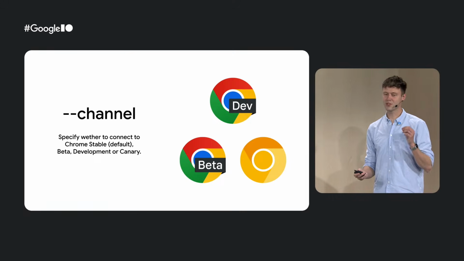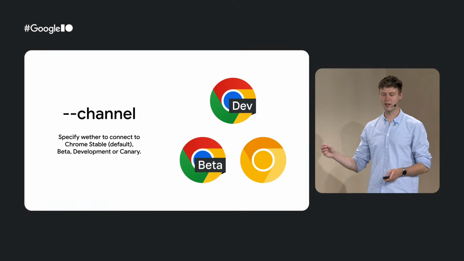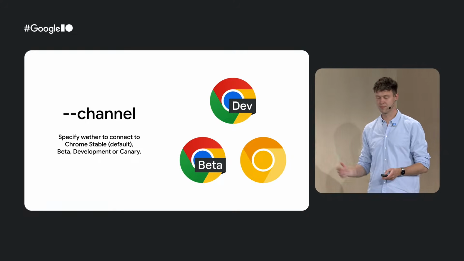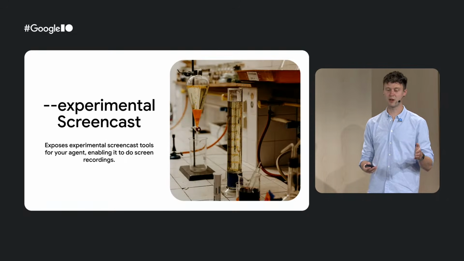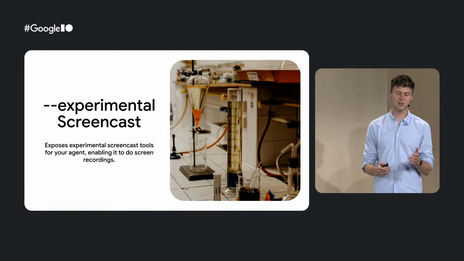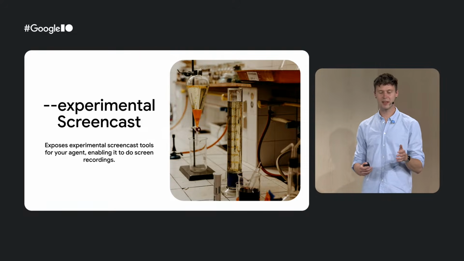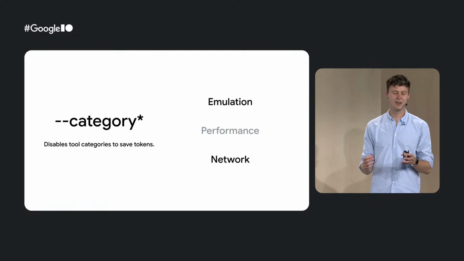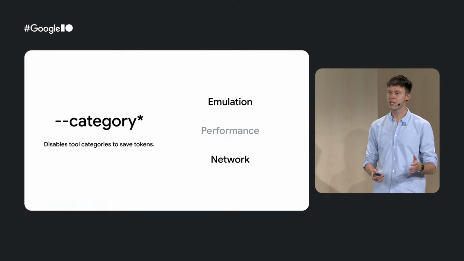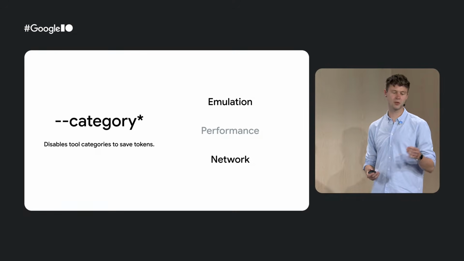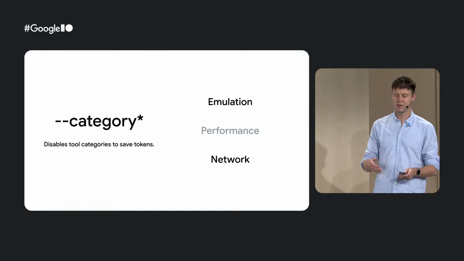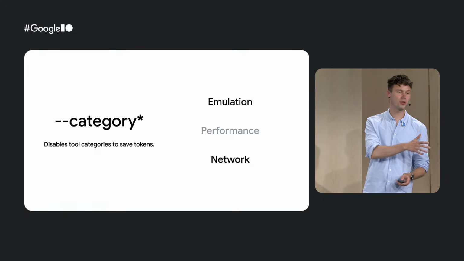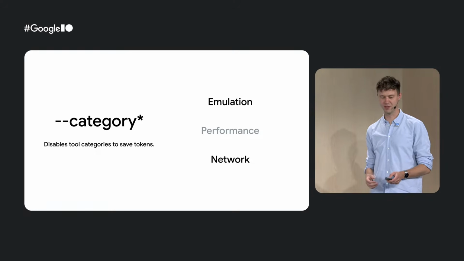For example, through the channel configuration option, you can specify whether Chrome DevTools for Agents should connect to any other Chrome channel than stable. Or you can use the configuration options to enable experimental options you're still working on, like the experimental support for screencasts through experimental screencasts. And for the MCP server user specifically, there are configuration options to turn off certain tool categories to save tokens. But there is one configuration option I want to particularly highlight, which is useful for both users of the CLI and the MCP server.